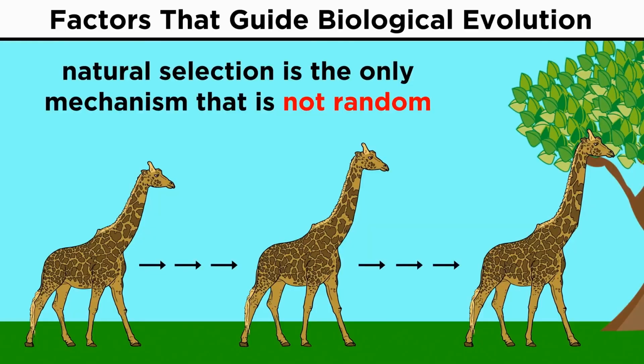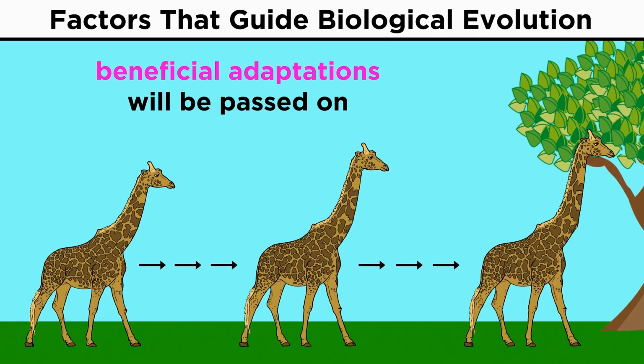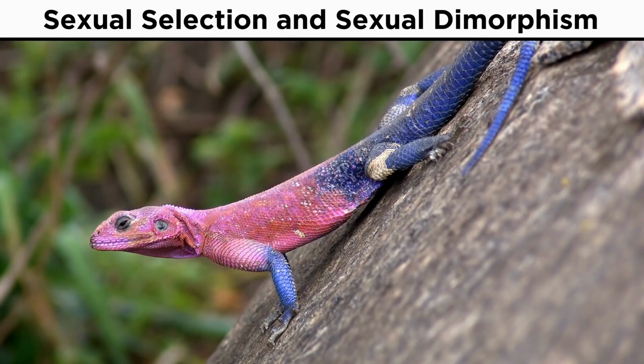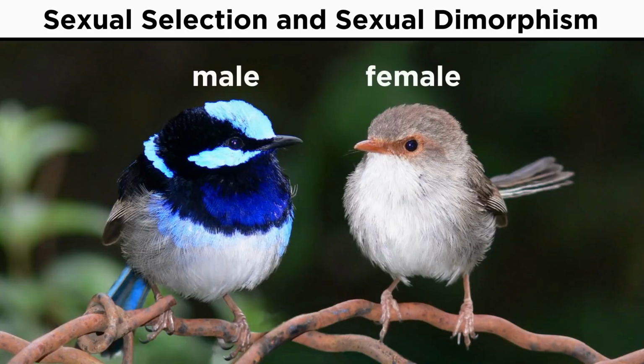But as we said, natural selection is the only guiding hand to evolution that is not random. It is predicated on the notion that beneficial adaptations will be passed on, which slowly over time produces brand new species. This can work in a variety of ways. Sexual selection has to do with an adaptation that makes an organism more likely to find a suitable mate. Continual sexual selection is what has given rise to sexual dimorphism, a difference in secondary sexual characteristics between the males and females of a species.